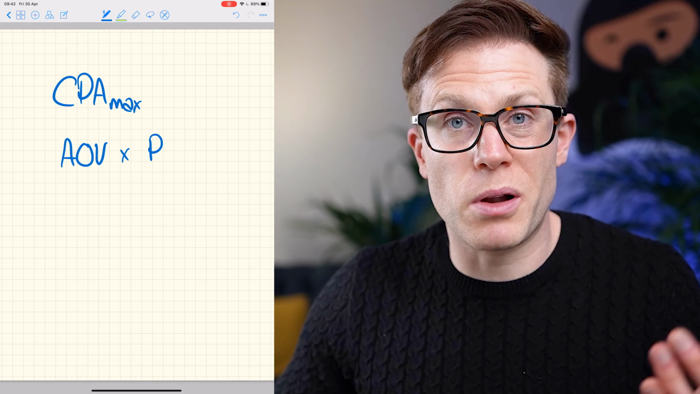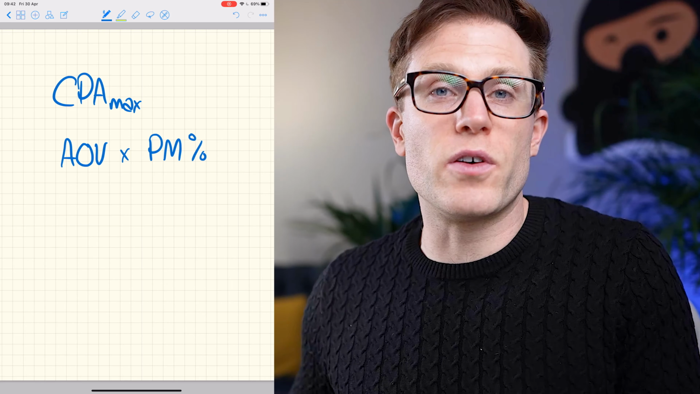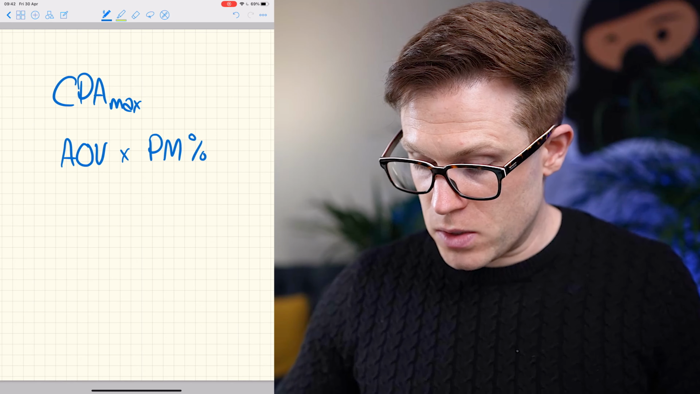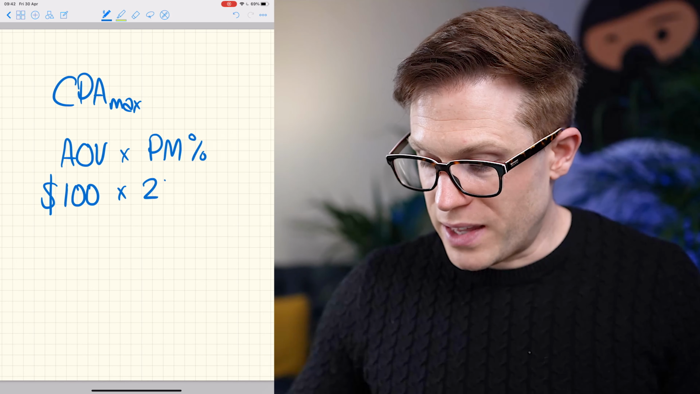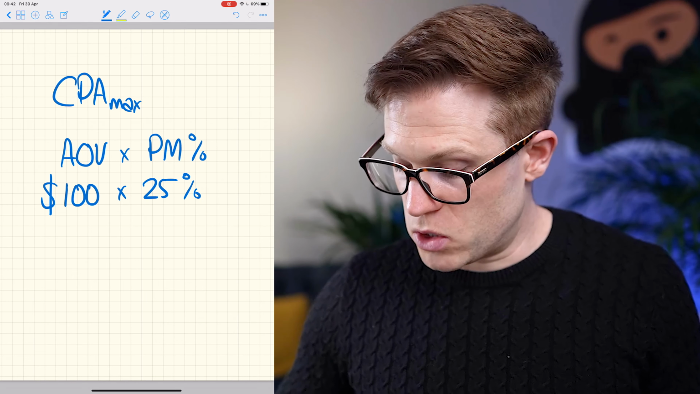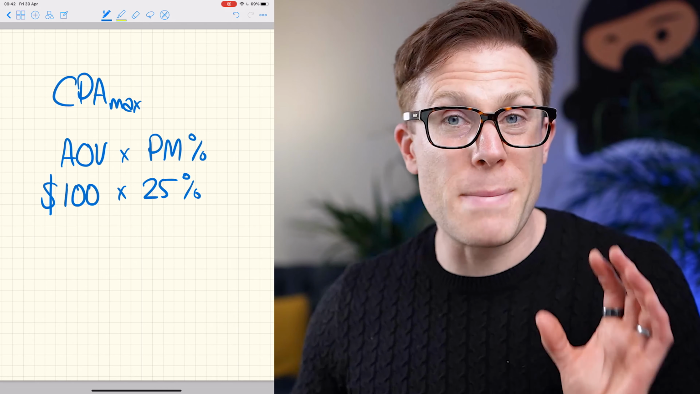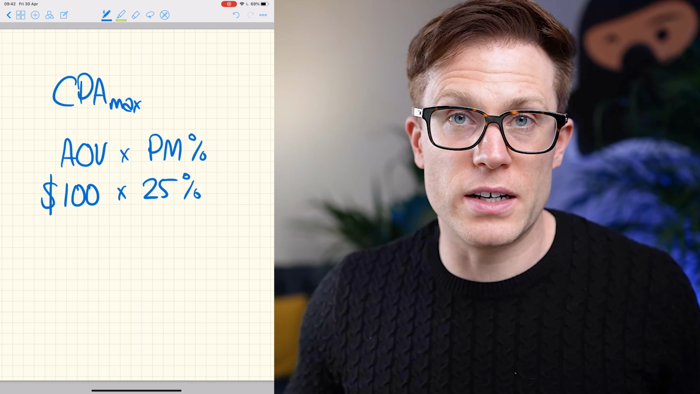Well, you've got to find your average order value or your average sale value, and then you've got to multiply it by your profit margin. So let's say, for example, that your average order value is $100 and your profit margin is 25%. That tells us that you can afford to spend $25 maximum per customer.